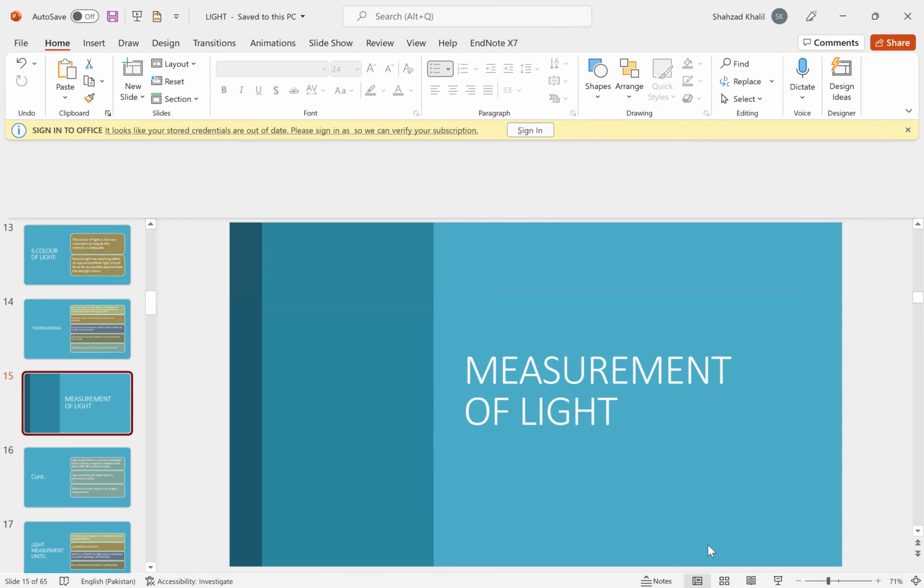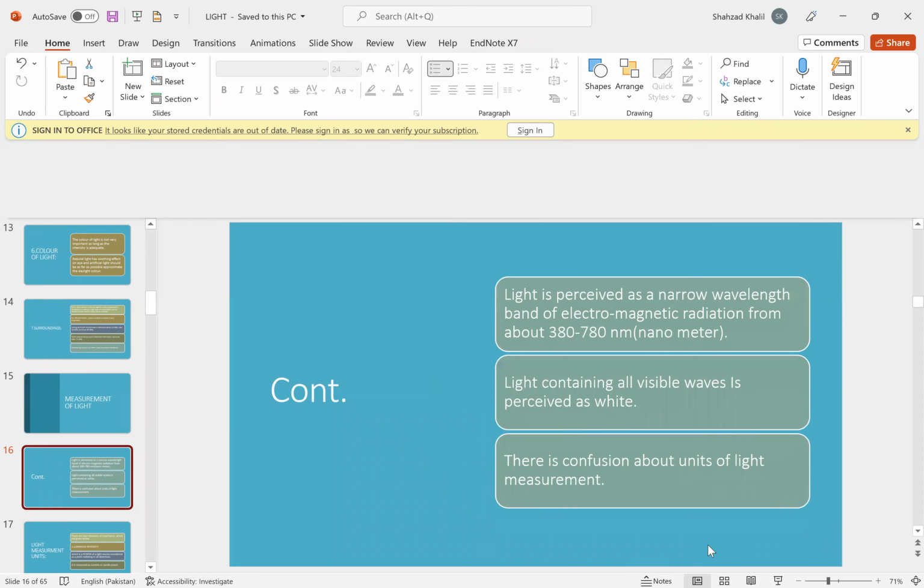Now moving towards the measurement of light. Light is perceived as a narrow wavelength band of electromagnetic radiation from about 380 to 780 nanometers. Light containing all visible waves is perceived as white. There is confusion about the units of light measurement.